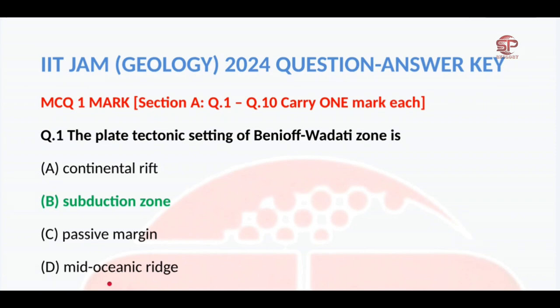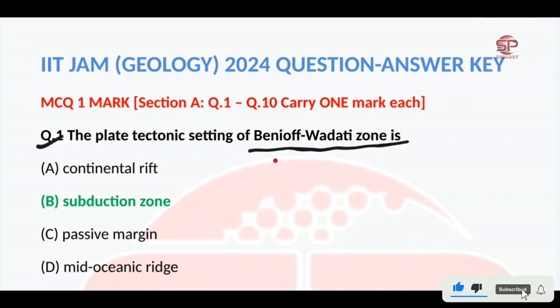So today we'll discuss IIT JAM Geology 2024 questions. We'll start from MCQ. First MCQ, 1 mark. First question is the plate tectonic setting of Benioff zone, what is it shown? So Benioff zone, what is it shown? It is always associated with subduction zone.